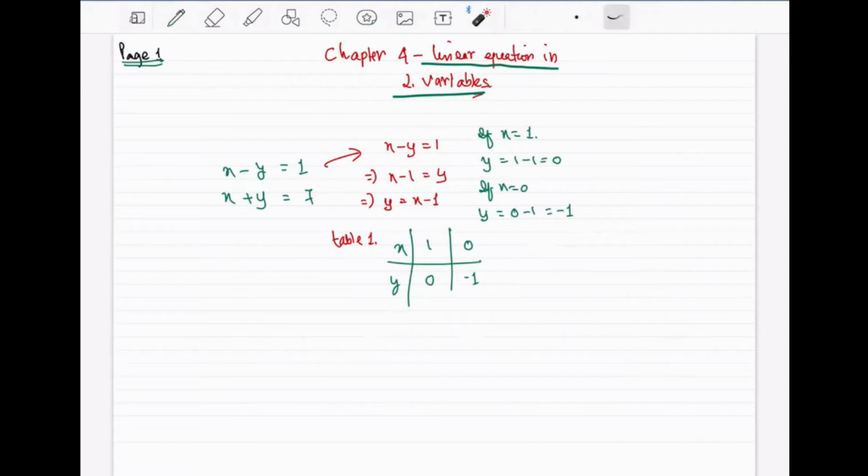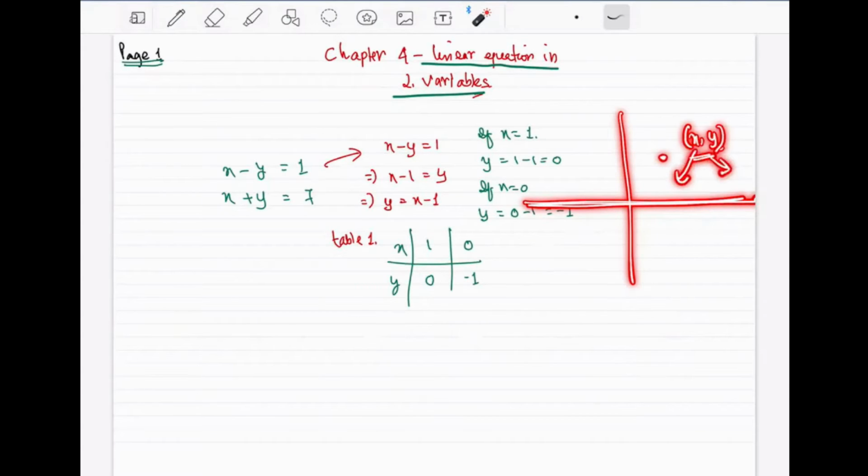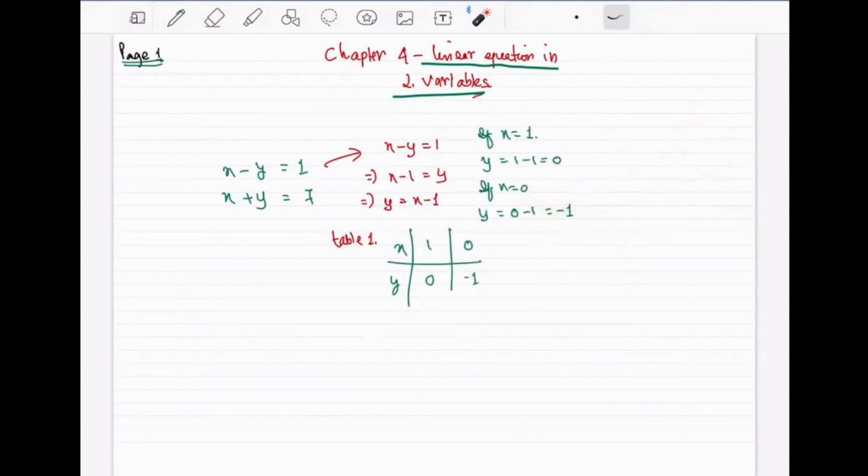What are the points now? When you draw a graph, the plane that you are drawing the graph in is called the Cartesian plane, and the points are represented by x, y. x, y is called a coordinate. x is the x coordinate, y is the y coordinate, right? You have already learned this in class 9. So what is the value of x? What is the value of y? Combine them together, you are going to get a point.